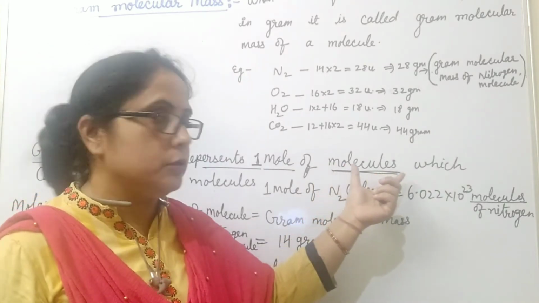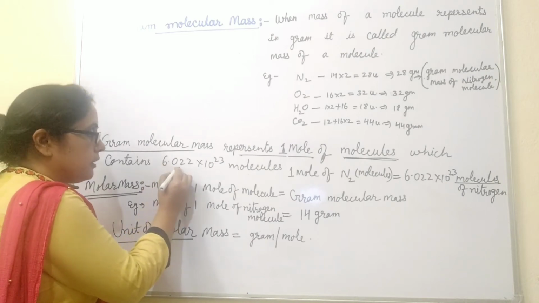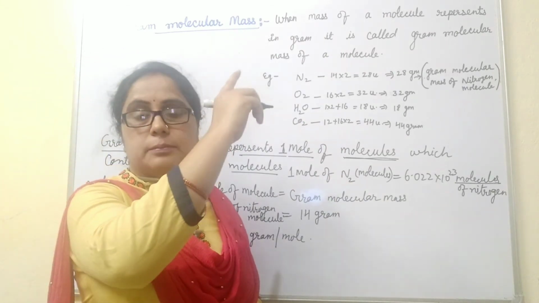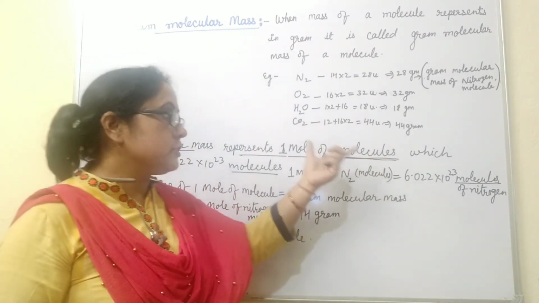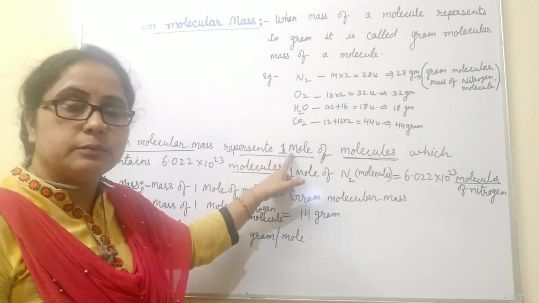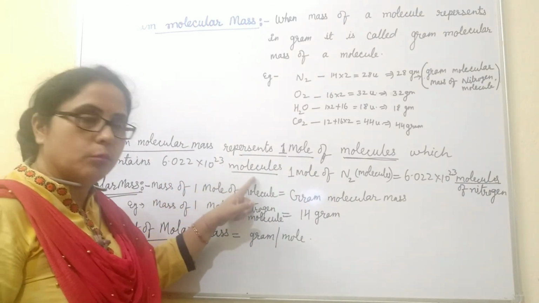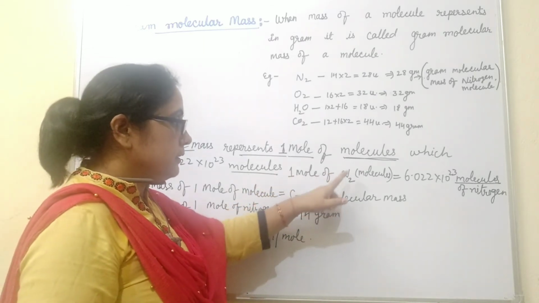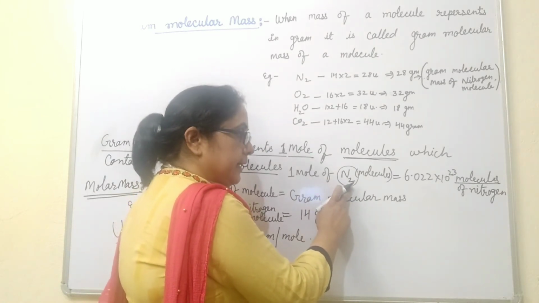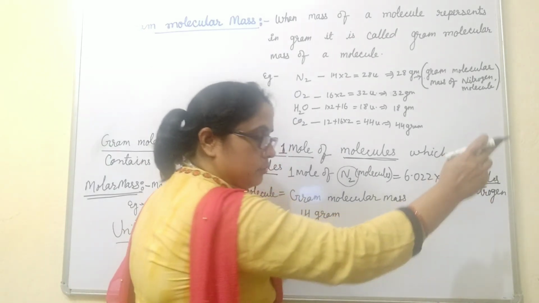And 1 mole of molecules contains how many molecules? They are 6.022 into 10 to the power 23 molecules. In the case of atomic mass, that was atoms. In the case of molecules, these are molecules. So 1 mole contains 6.022 into 10 to the power 23 molecules. For example, this represents the 1 mole. So 1 mole of nitrogen contains 6.022 into 10 to the power 23 molecules of nitrogen.